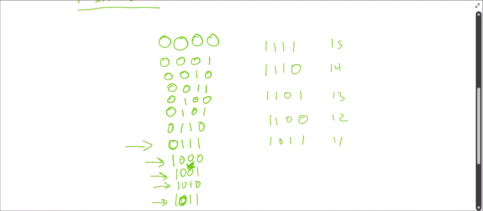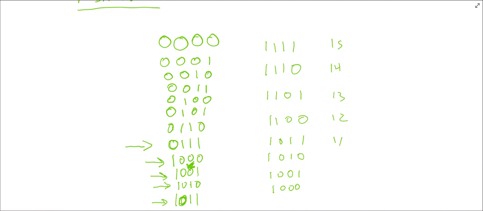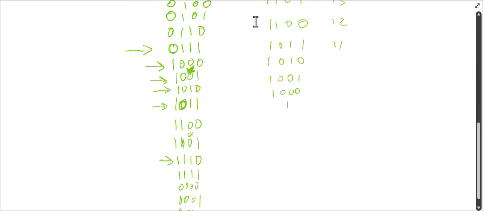Okay, and so the next one after that would be 10, so that would be 1, 0, 1, 0, and then we have 9, that'd be 1, 0, 0, 1, and then 8, 1, 0, 0, 0, so that is a down counter. And of course, when we get all the way down to 0, 0, 0, 0, the next one after that would be 1, 1, 1, 1.